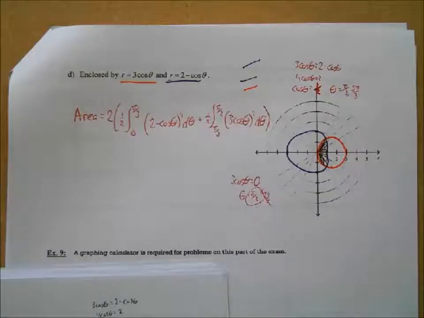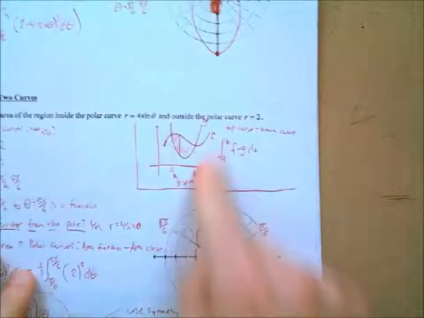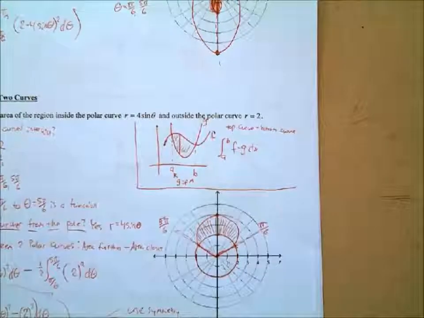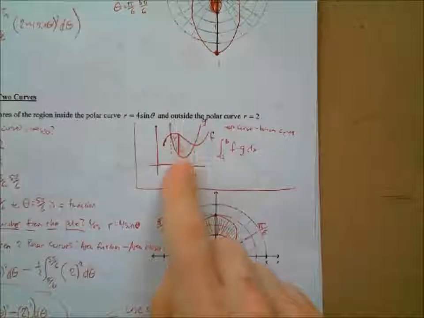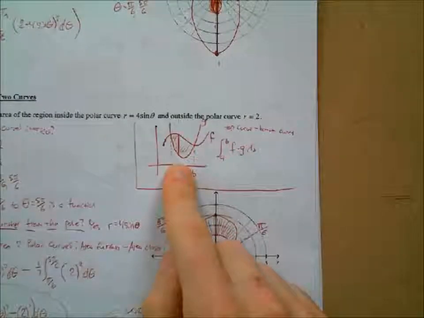For these ones, why isn't there any subtraction involved? Good question. Let's go back to stuff that's more familiar, back to rectangular coordinates, when we subtracted these. Why did we subtract these curves here?